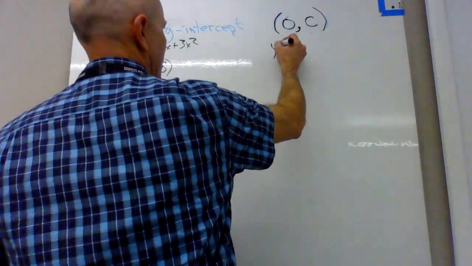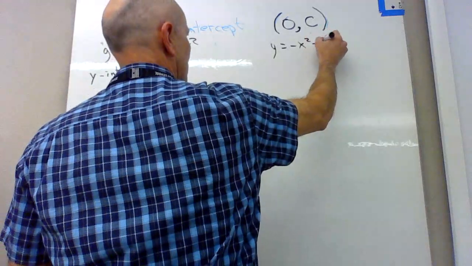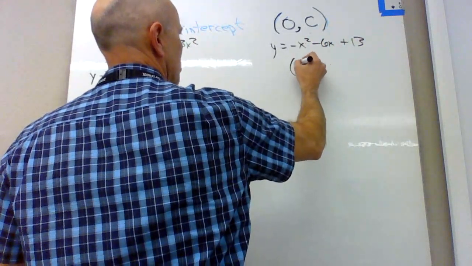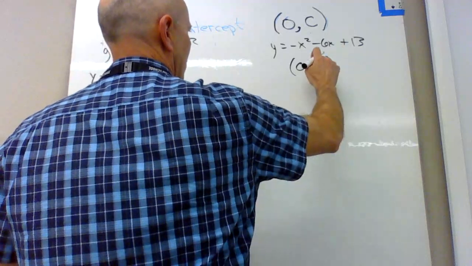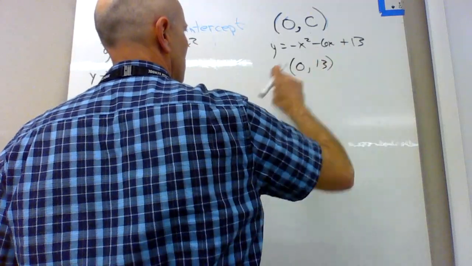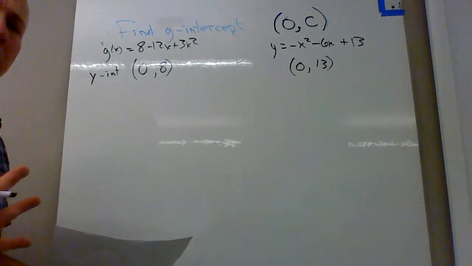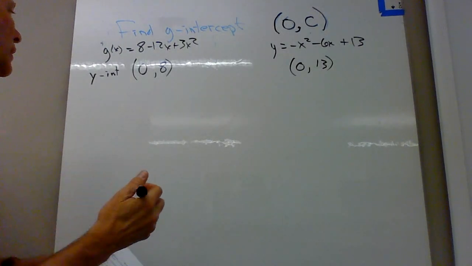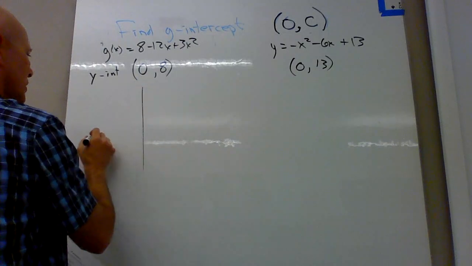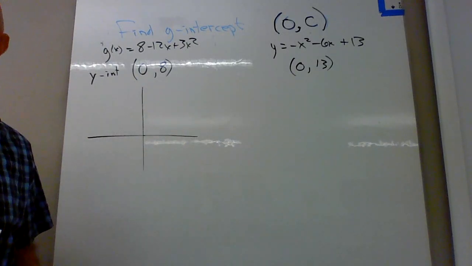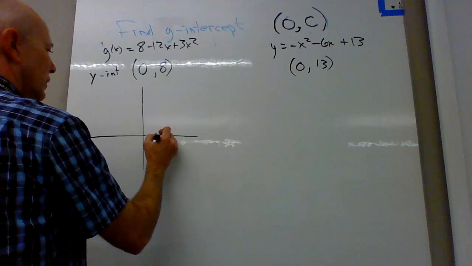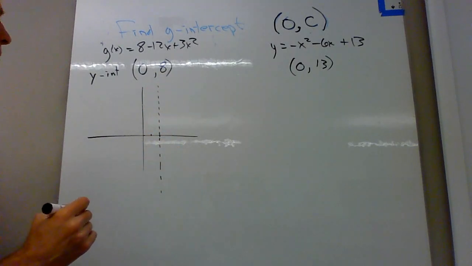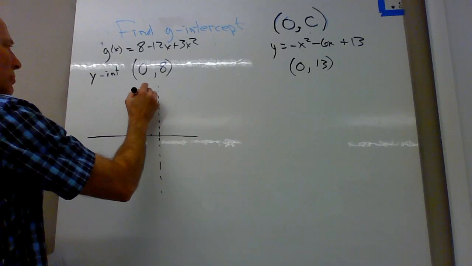My second equation again was y equals negative x squared minus 6x plus 13. And so 0, 13 is where that y-intercept was. Okay, that's nice. I know where my vertex is. I know the axis of symmetry. I know that point. But what I'm able to use that for, my axis of symmetry on this first one was at x equals 2. So I'm going to draw the picture of this, even though in practice I'm probably going to be able to get away with not using the picture.